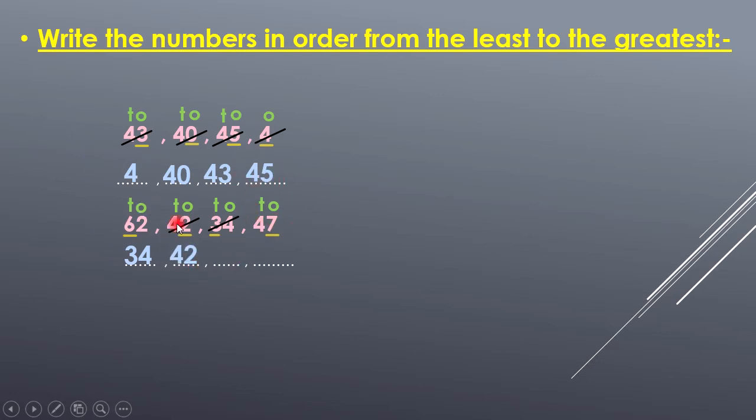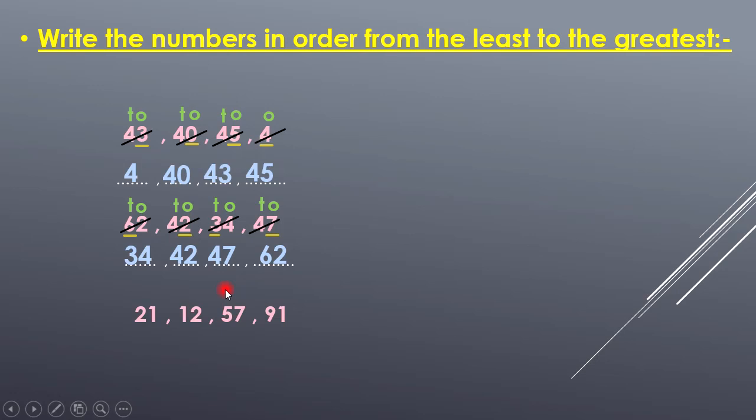Now I have 62 and 47. So the smallest number is 47. I cross 47 and put 47 here. So the biggest number is 62. Cross 62 and put 62.